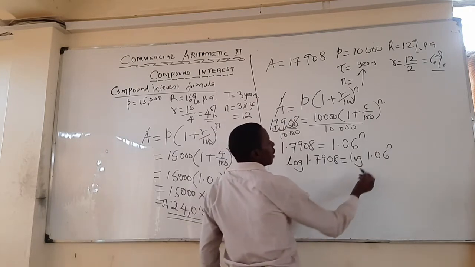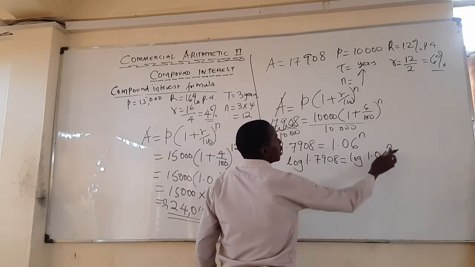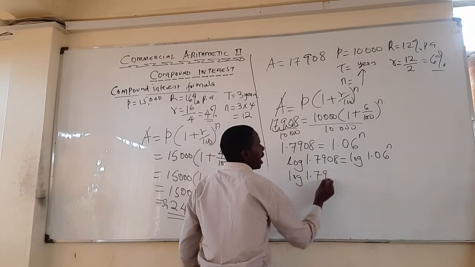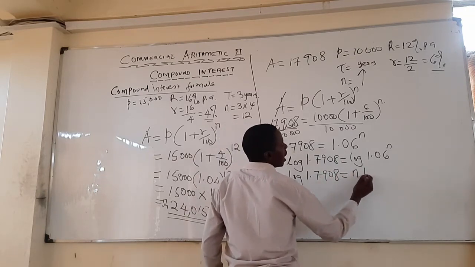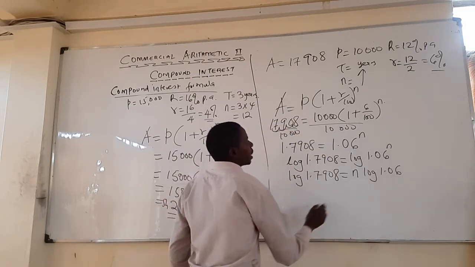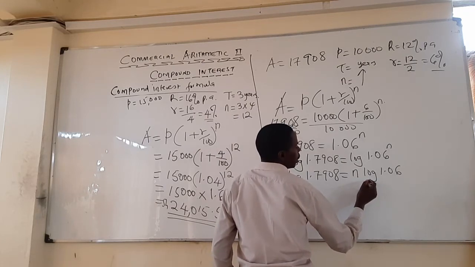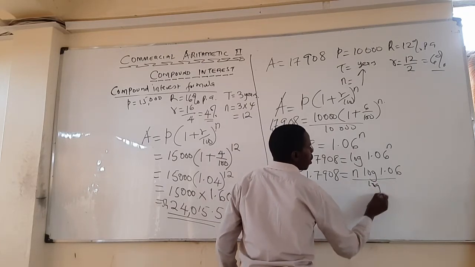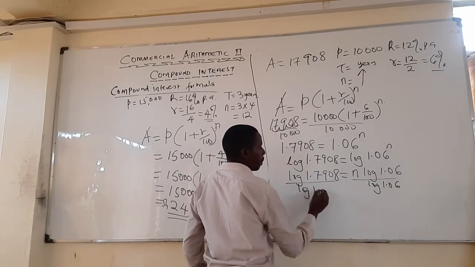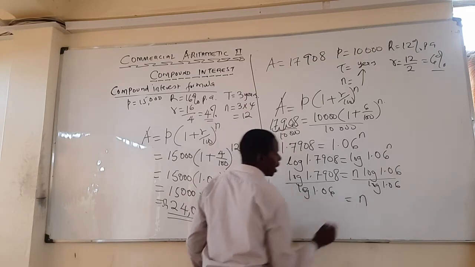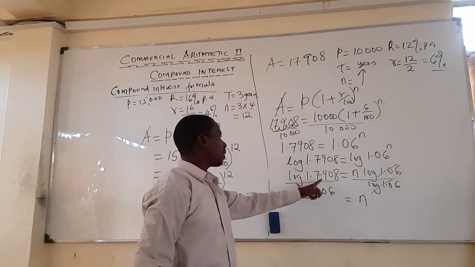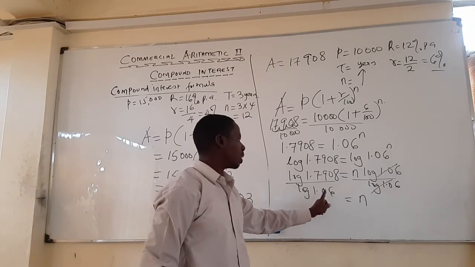Then, when you have a log of a number to a power, this power you can drop it to this point. So here you're going to have log 1.7908 is equals to n, the log of 1.06. And of course, to get n, we divide both sides by log 1.06. So our n there, this is going to cancel. Log 1.7908 divided by log 1.06.